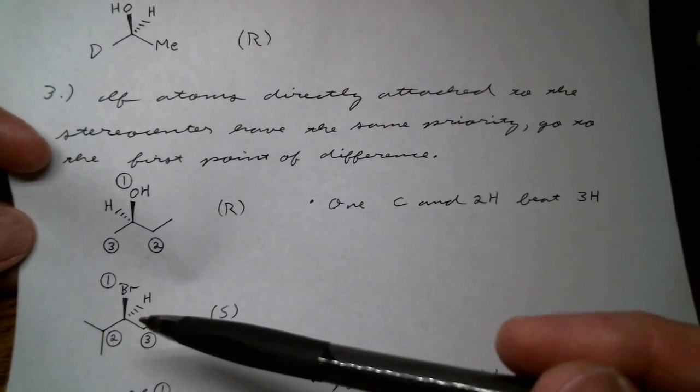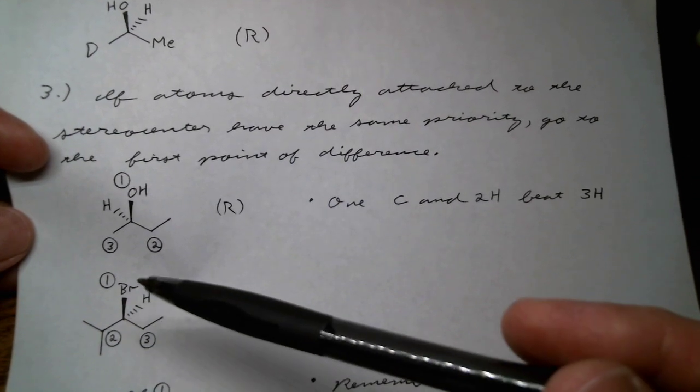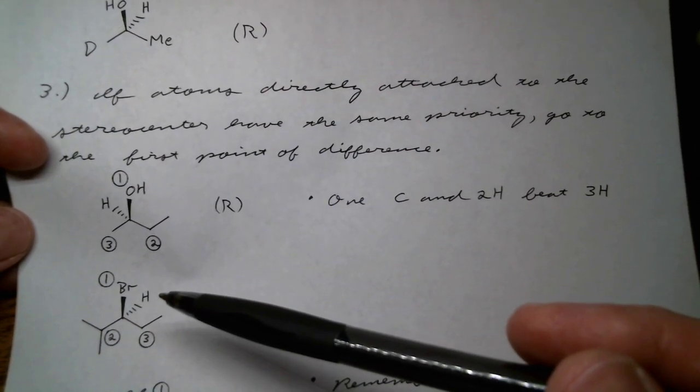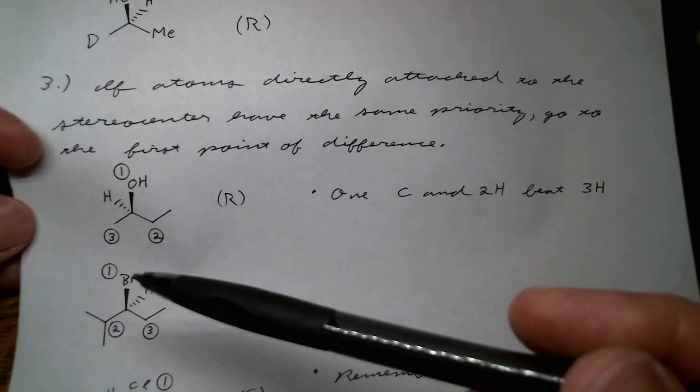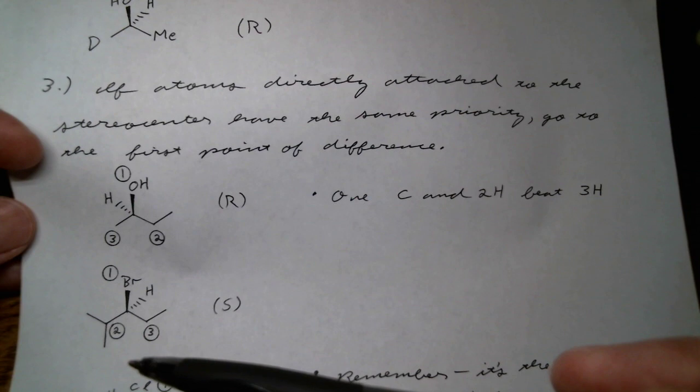These are 4 different groups coming off of this atom. Hydrogen's our lowest priority substituent. It's got the dash bond. It's back behind the plane of the page. Our bromine gets the first priority.